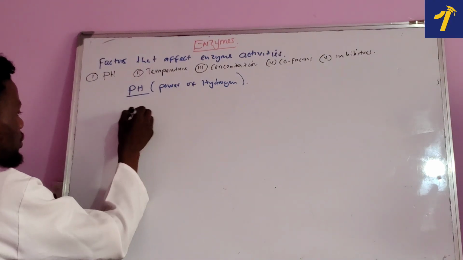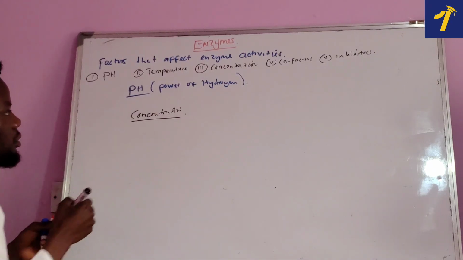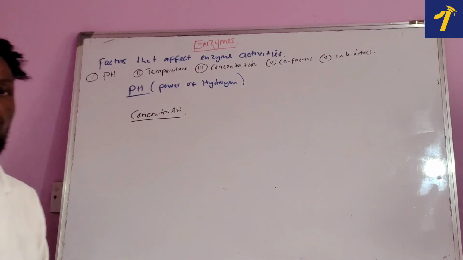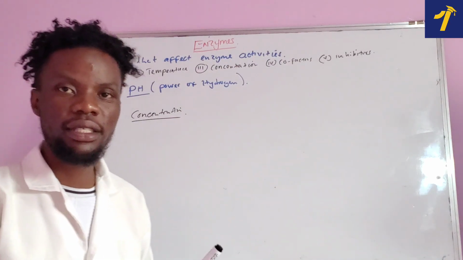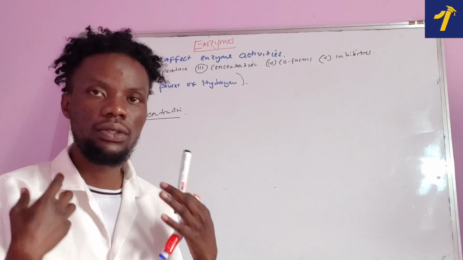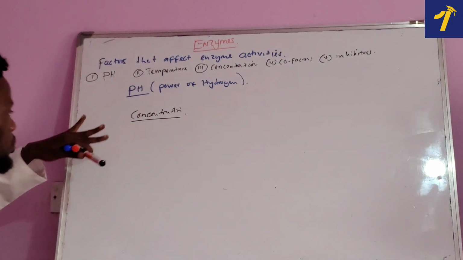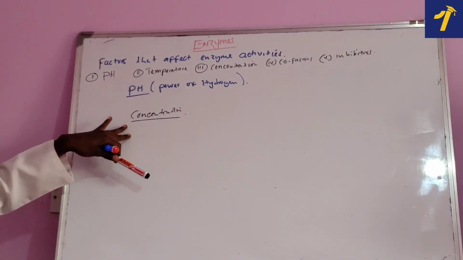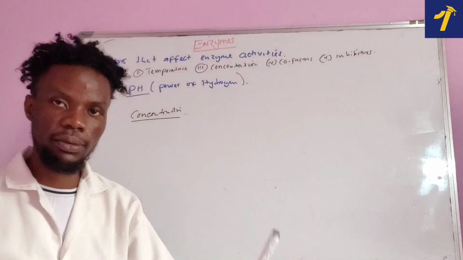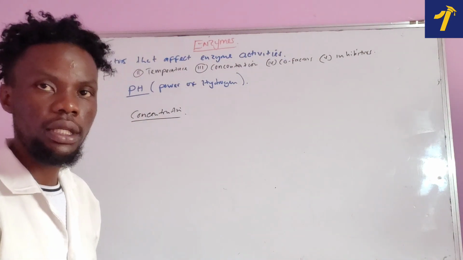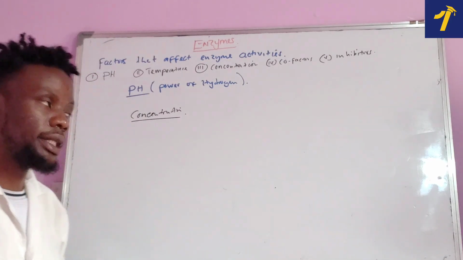So let's talk about the concentration. Okay, so concentration is what? Remember that concentration is the amount of substances that are dissolved in a certain solute. That's what we call concentration. If you talk about concentration, we're talking about the amount of substances in a certain volume or solvent. That's what we call concentration.